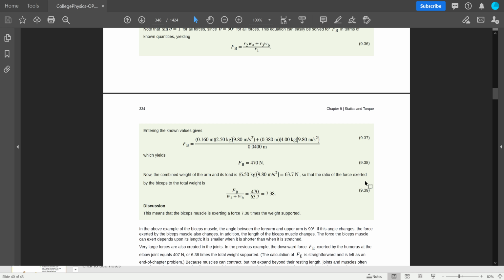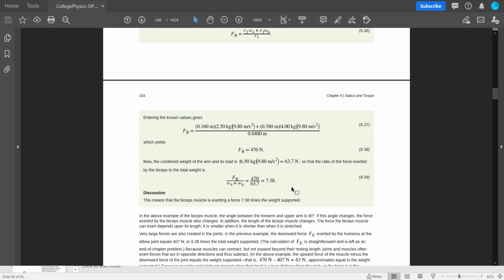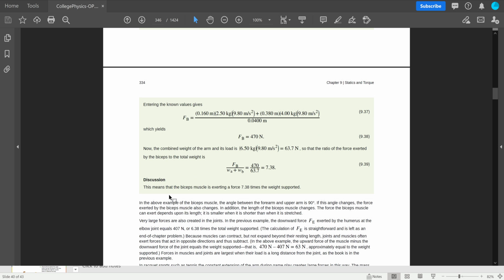So the ratio of the force exerted by the biceps to the total weight is as follows. So we have force B over weights A and B. We know that force B was 470 divided by our weights here. So that gives us 7.38. So this means that the bicep muscle is exerting a force of 7.38 times the weight that is actually supported.